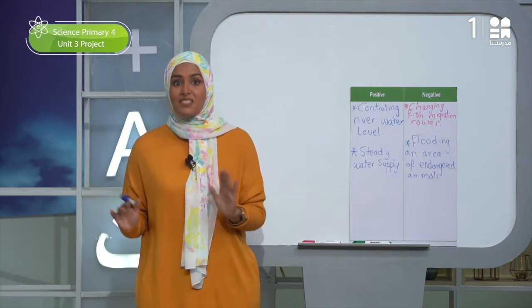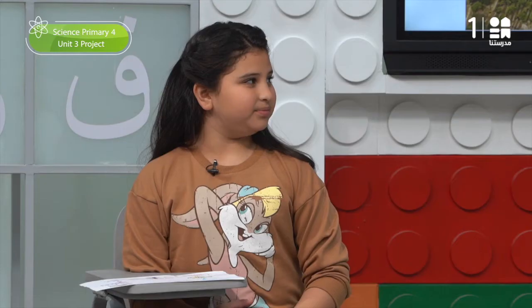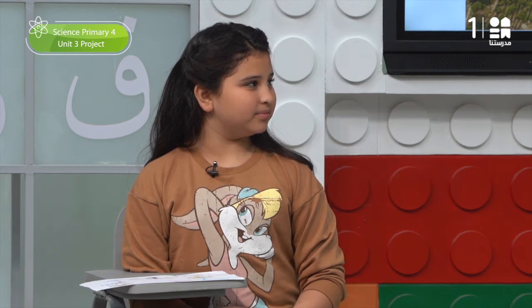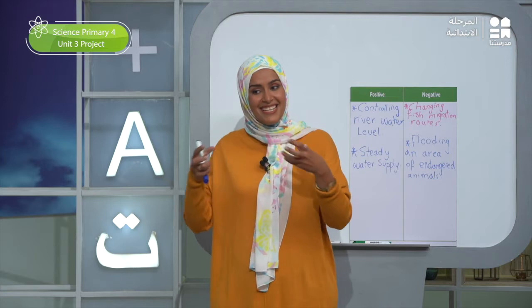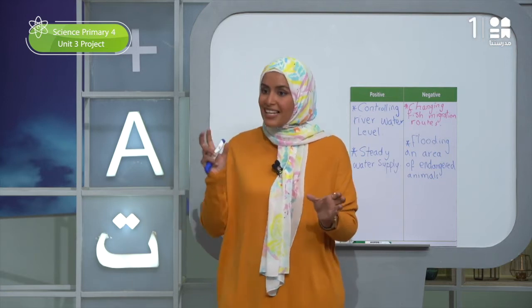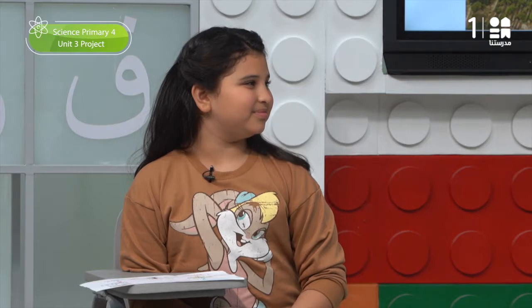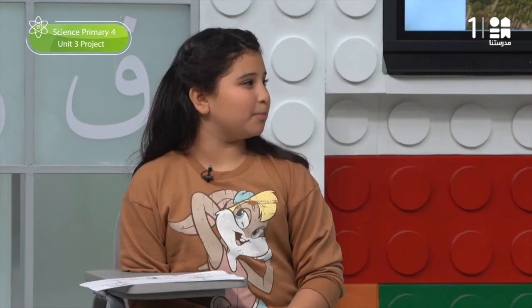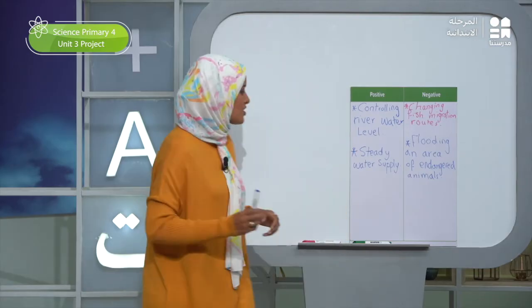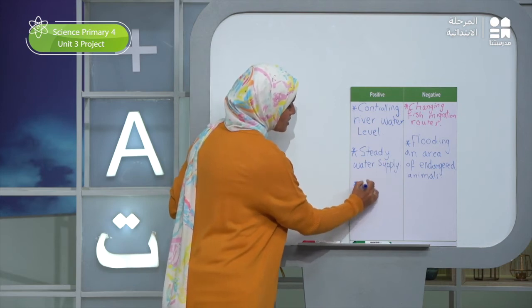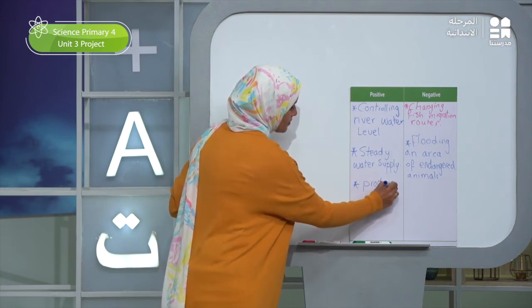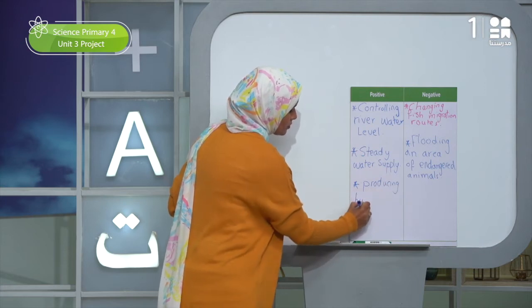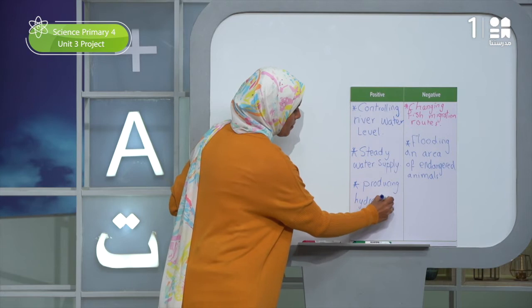The last impact is producing hydroelectric power. I think we all know the meaning of hydroelectric power. What does hydroelectric power mean? It means getting electricity from water. Great. I'm happy that you divided the word into two halves. Hydro means water, electric or electricity means electric energy. So we get electricity using the water. Do you think it's a positive or negative impact? Is it positive? Yes, it's a positive impact. Excellent. So producing hydroelectric power.